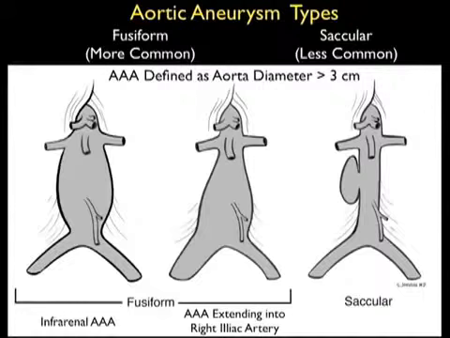Notice the picture towards the middle. Some of these fusiform aneurysms can extend from the abdominal aorta all the way down into the iliac artery. Now, the less common type of abdominal aortic aneurysm, also known as saccular, is shown in the picture to the far right, where you have a localized outpouching of the abdominal wall.